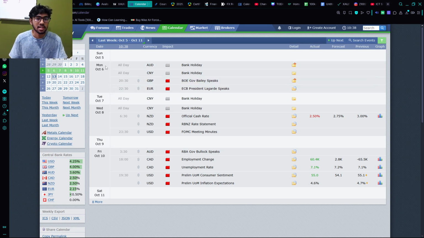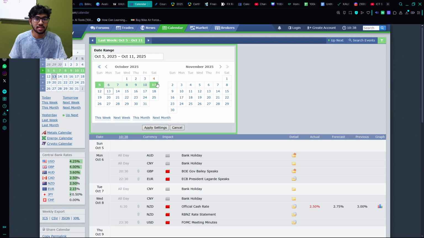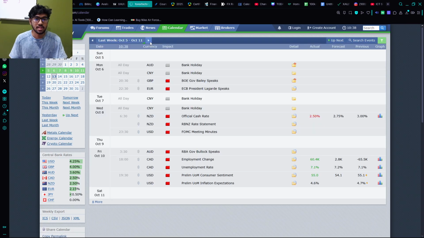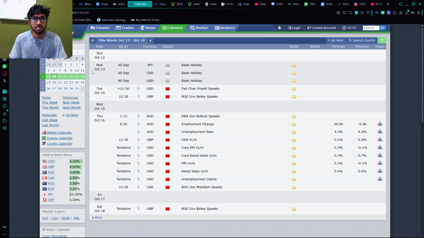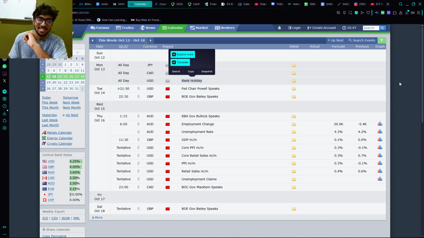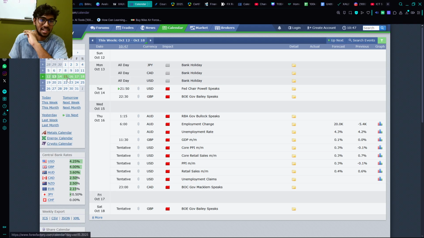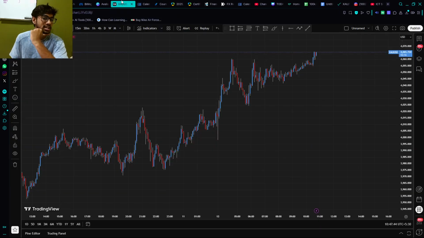Today is a Monday market, Monday opening, right? You have your Monday opening. Today is your Monday market, October 13th. And yeah, you can see we have JPY, CAD, and USD bank holiday. So that's already a red flag for not trading, right? There's no major red folder news as the bank is on leave.